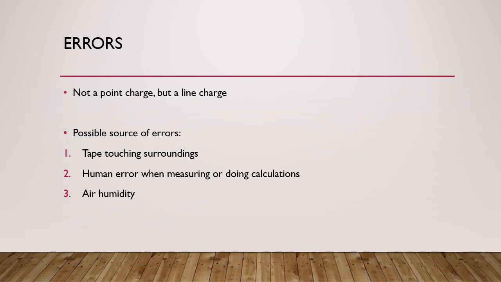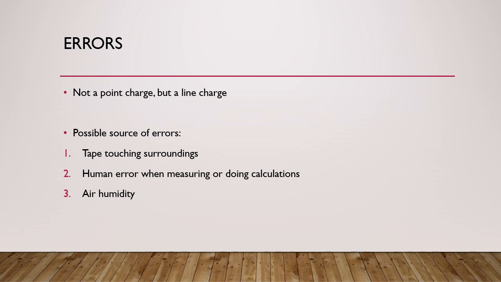So let's talk about some errors. First of all, the tape isn't a point charge, it is actually a line charge. This is just wrong for our assumption. But other sources of errors: one, the tape can touch surroundings, meaning charge can be transferred between the tape and the surroundings. Either way, you can lose or gain some, which obviously strongly invalidates the experiment.